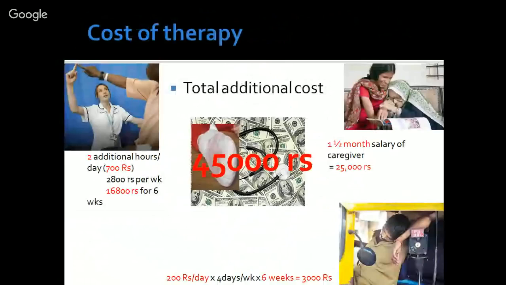Cost of therapy: if you are currently giving any therapy and you are planning to apply CIMT, it is going to additionally cost 45,000 rupees for the patient. This incorporates 2 additional hours of a therapist's time. If he charges 700 for 6 weeks, it's going to be 16,800 rupees. And the caregiver who has to be there along with the patient to come and take the therapy for those long hours, including the waiting charges of the vehicle in India, makes a modest 45,000 rupees if you are going to apply CIMT.